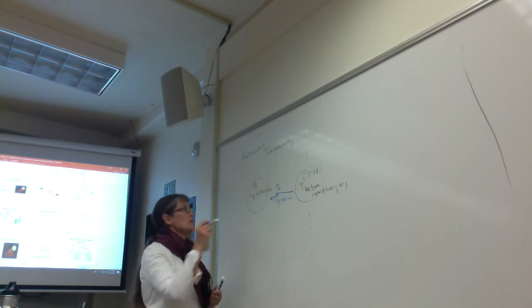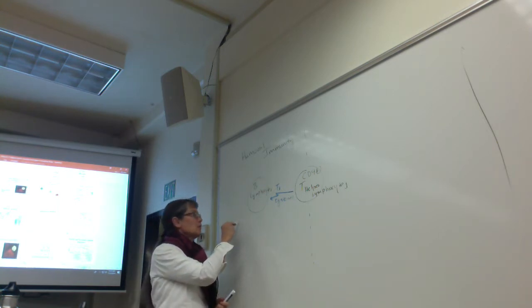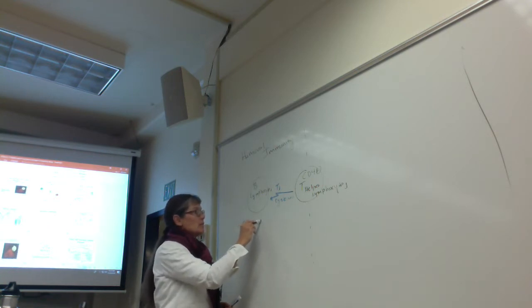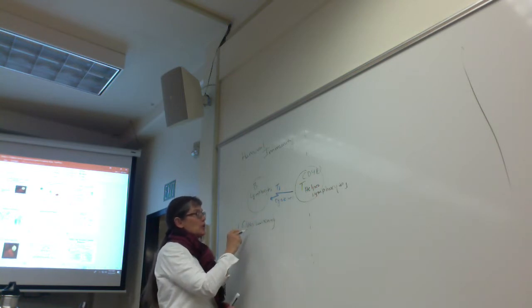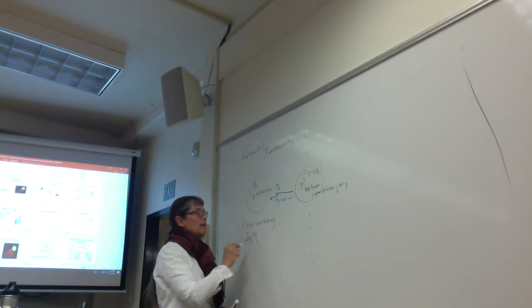And folks, you'll recall that the T helper cytokines are essential for that process called class switching. And this will make a little bit more sense by the end of the lecture. And we said in class switching, we want the B lymphocyte to switch from making the first antibody, IgM.